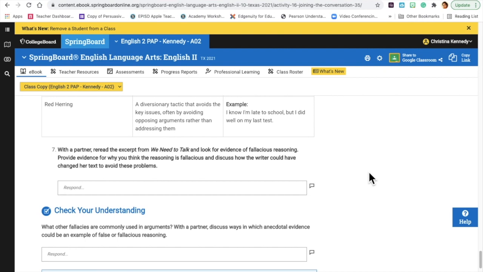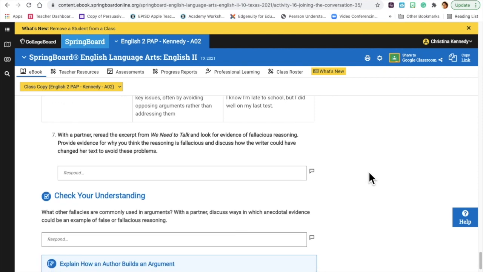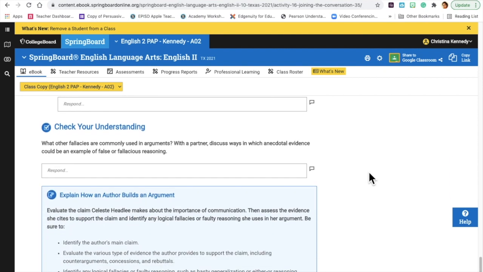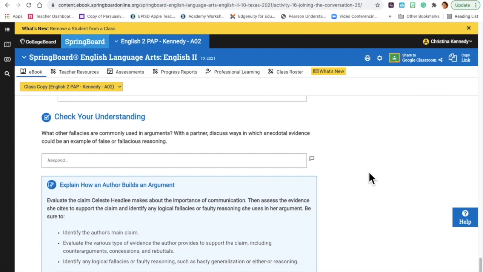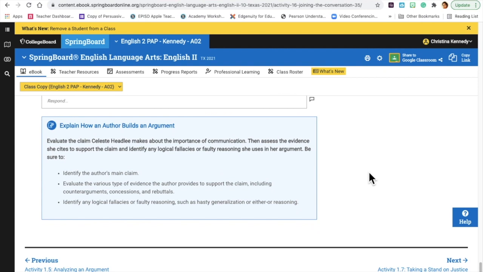So, with a partner, you're going to reread the excerpt of We Need to Talk and look for these fallacies, okay? What kind of fallacies are you seeing? And what can she change to avoid those problems? Then go ahead and do your check for understanding: what other fallacies are commonly used in arguments? So think about it. What other fallacies could be there? And discuss ways in which anecdotal evidence, this is the one where we're telling personal stories, could be an example of false or faulty reasoning. Okay.